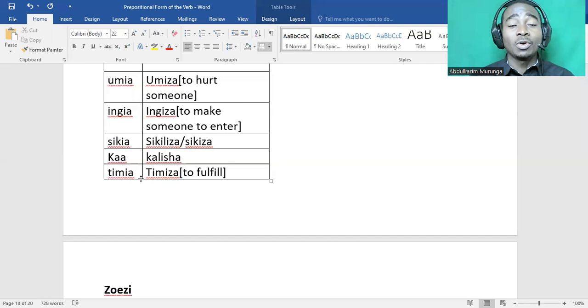It's a very, very happy moment when you finally fulfill your dream. You say, nimetimiza ndoto yangu. If you are a student for your four-year course, after you graduate, or on the day of graduation, you can say, nimetimiza ndoto yangu ya kumaliza chuo. I have fulfilled my dream of finishing the university.